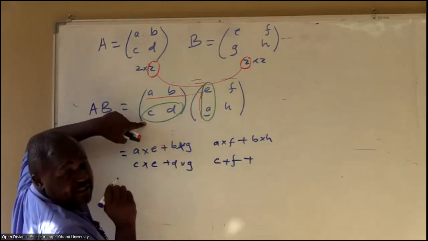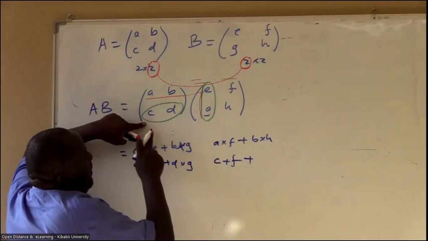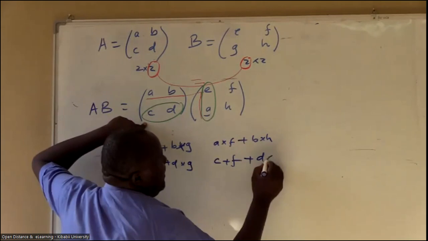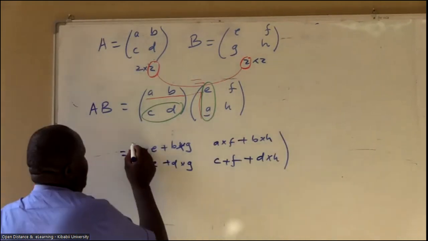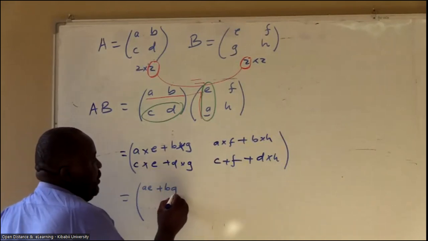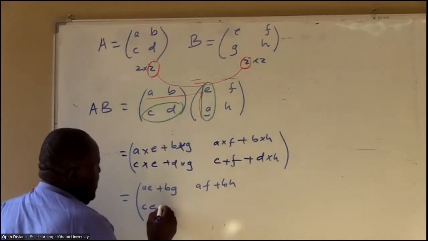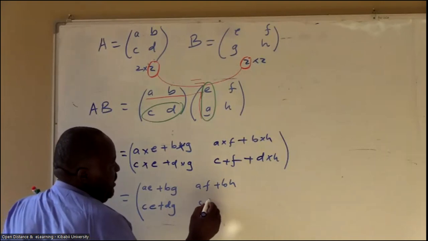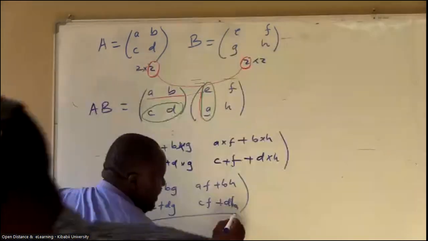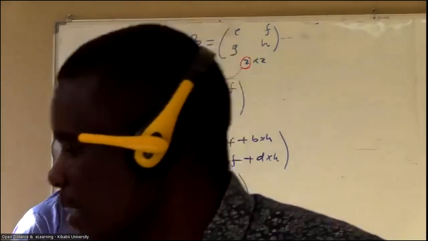Plus the sum of products of the rows of A and the column of B. Then D, the second element, must multiply the second element, H. So this will give us the sum: AE plus BG, AF plus BH, CE plus DG, CF plus DH. This is what will give us the matrix product AB.